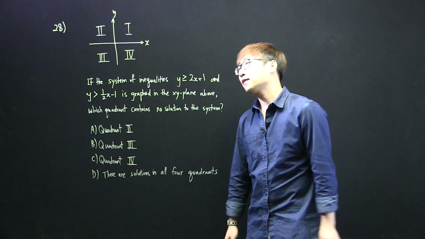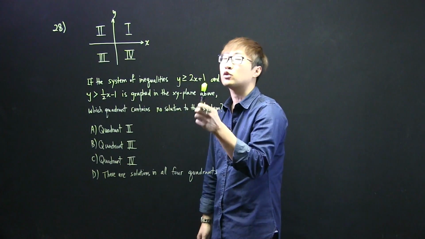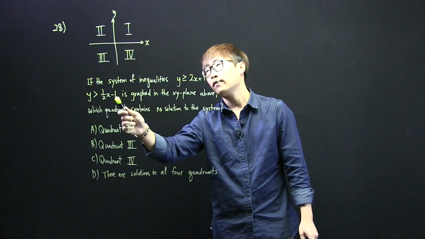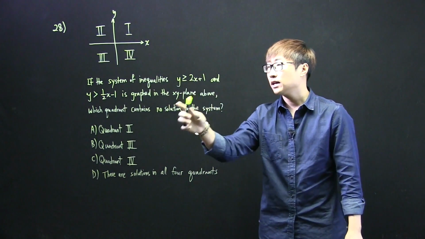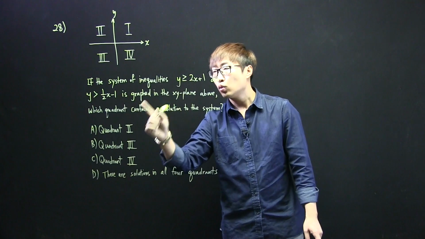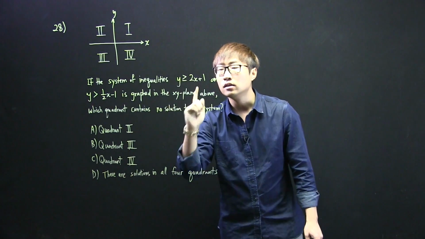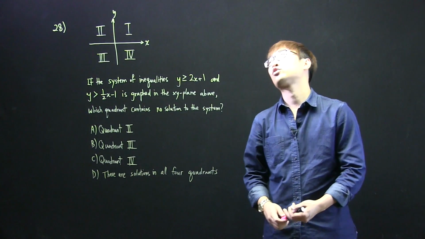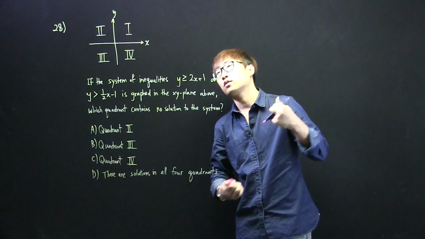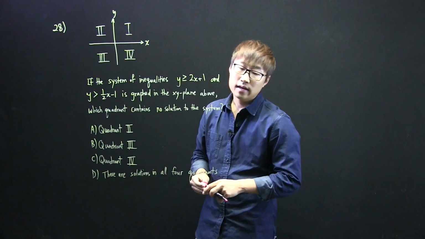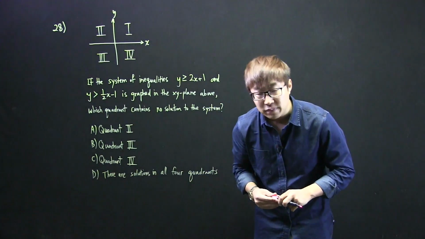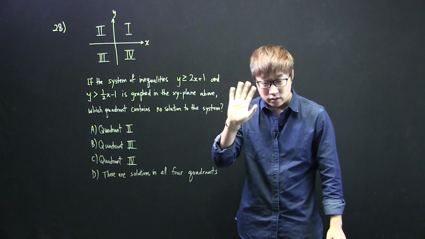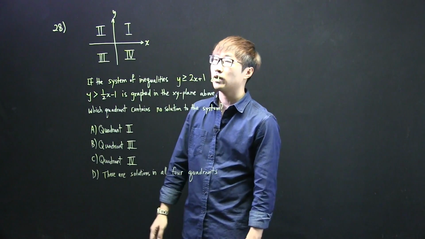28. If the system of inequalities y is greater than or equal to 2x plus 1 and y is greater than 1/2 x minus 1 is graphed in the xy plane above, which quadrant contains no solution to the system? So I hope everybody remembers how to draw the systems of inequalities on the xy plane. It's very simple. You just draw the same thing as what you would do in a linear equation, except that there will be some coloring session here. So let's see what I mean by that.